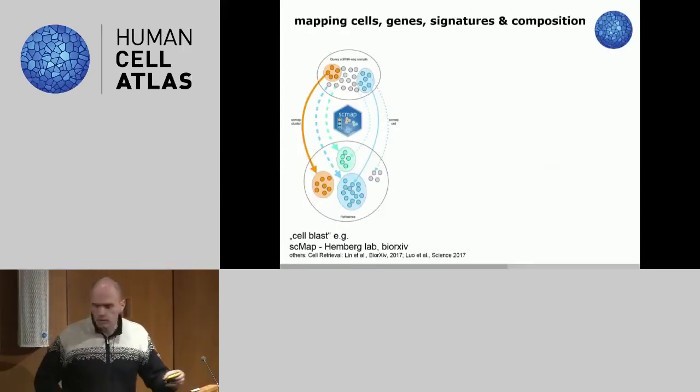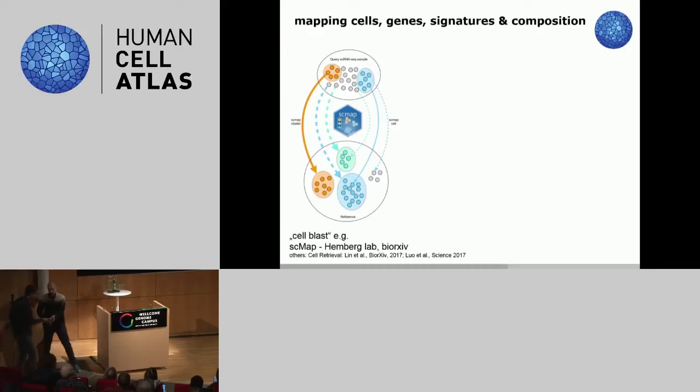So just to give some vignettes here. I think the first very simple idea, as Aviv and Sarah very early pointed out, is: what do we want to do? Now that we have a reference, we want to identify, in our experiment, what type of cells we have, what type of genes are relevant, what type of signatures potentially, and also maybe more complex, what type of tissue composition is relevant, particularly if we have a spatial context.